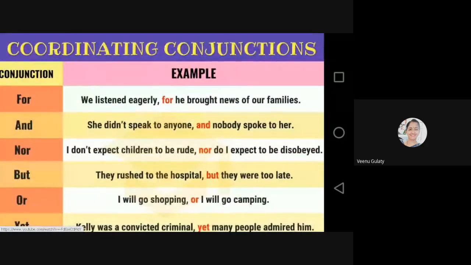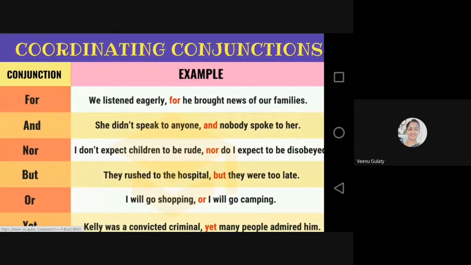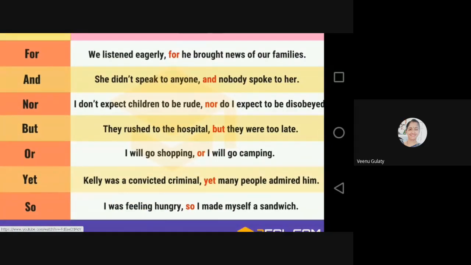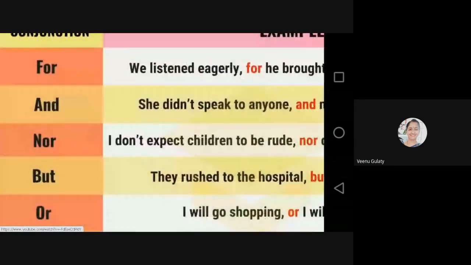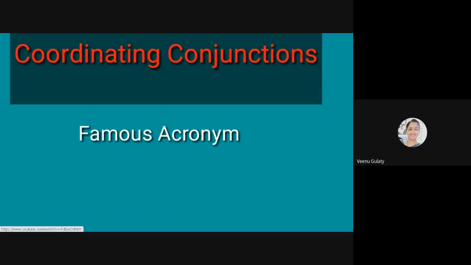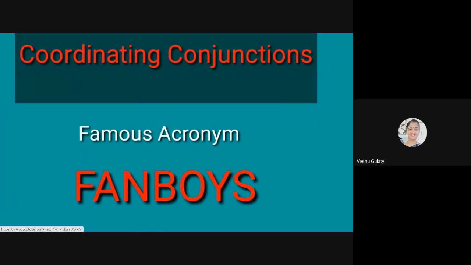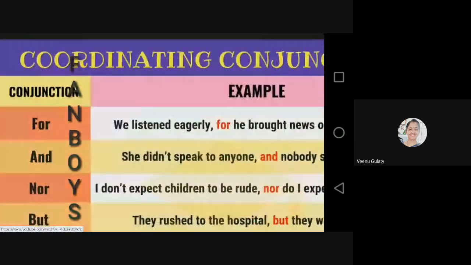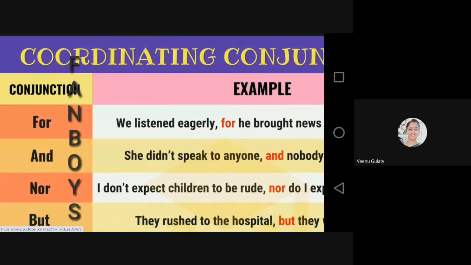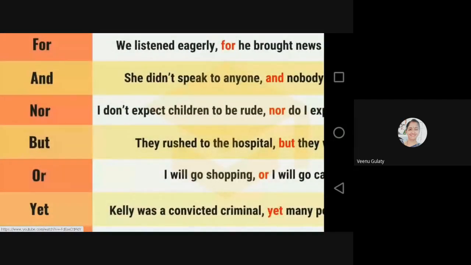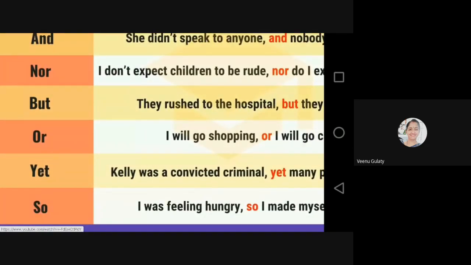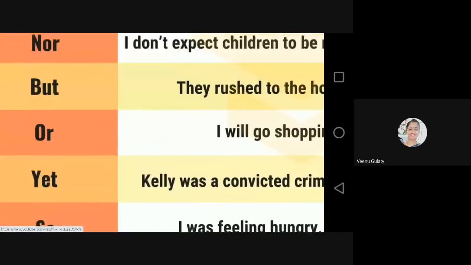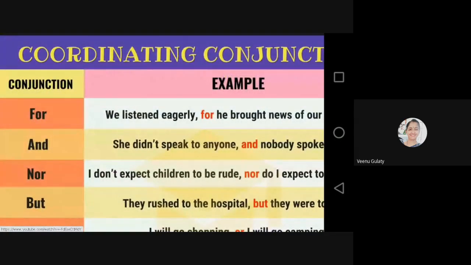Coordinating conjunctions, for example: for, and, nor, but, or, yet, and so. We can also memorize these easily with the famous acronym FANBOYS. Every letter stands for a conjunction: F stands for for, A stands for and, N stands for nor, B stands for but, O stands for or, Y stands for yet, and S stands for so. We can memorize this famous acronym for a long time, FANBOYS.